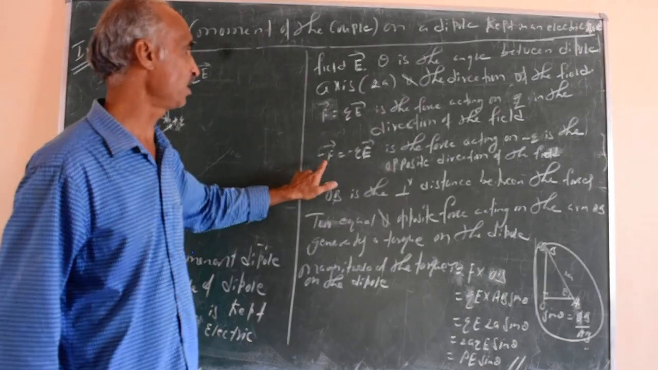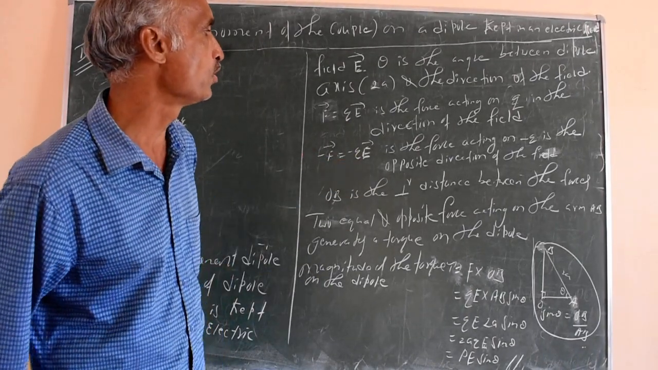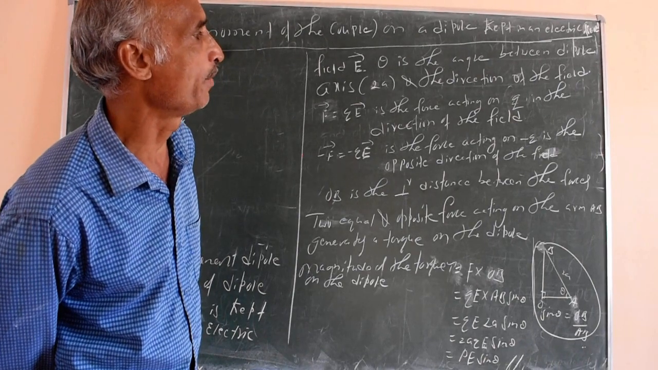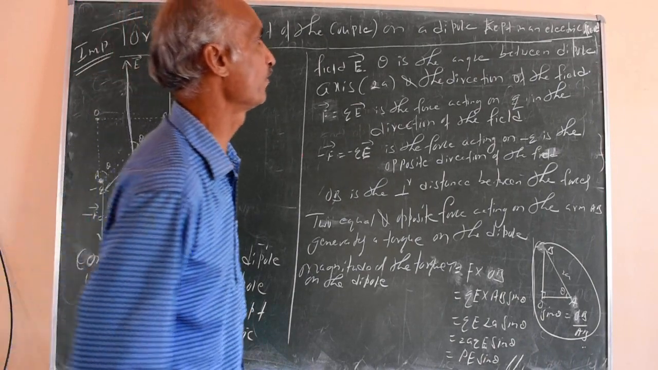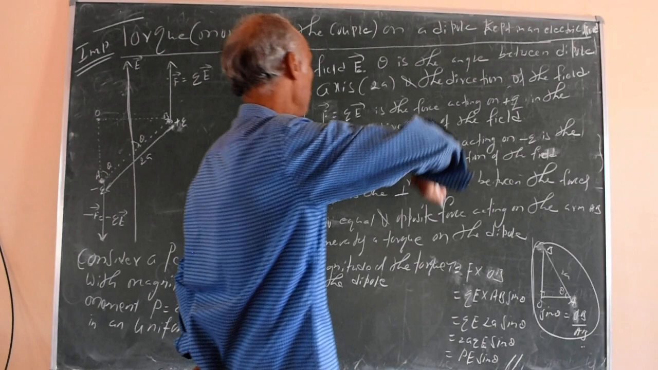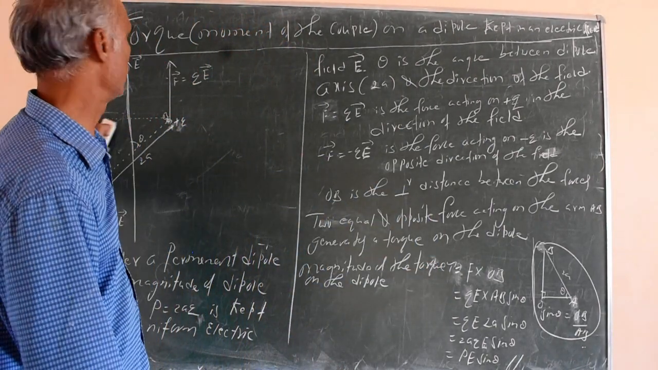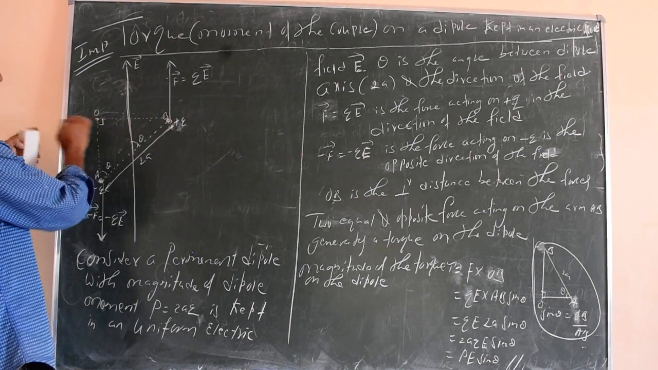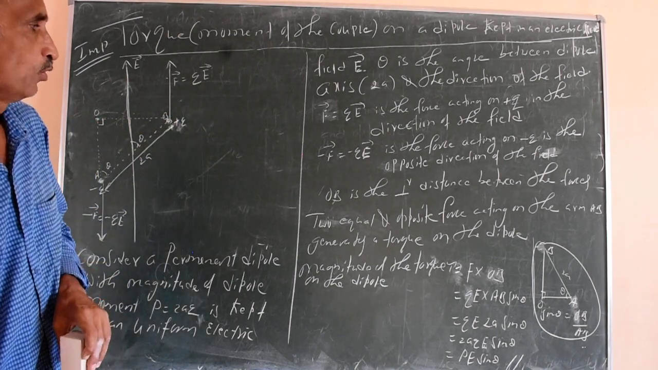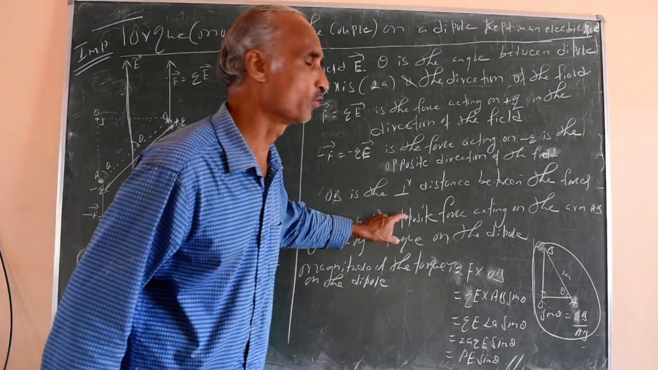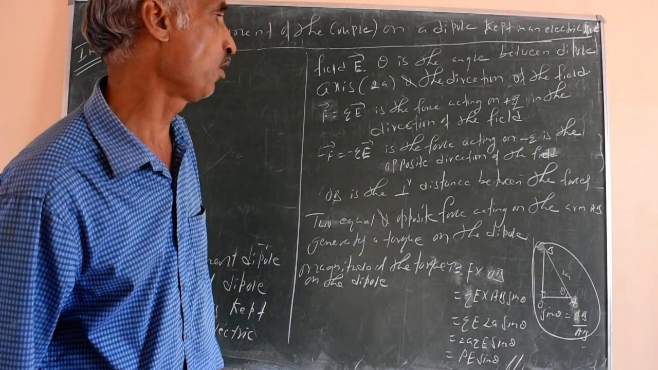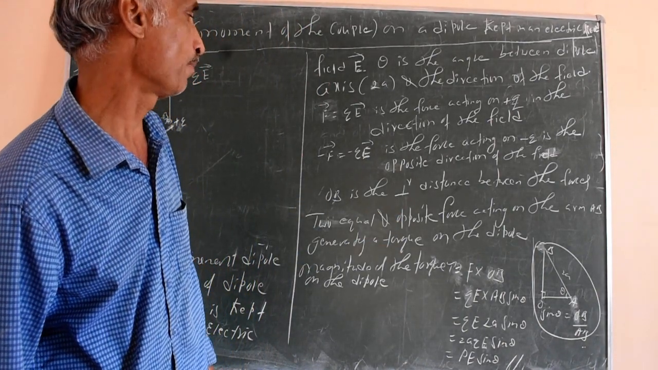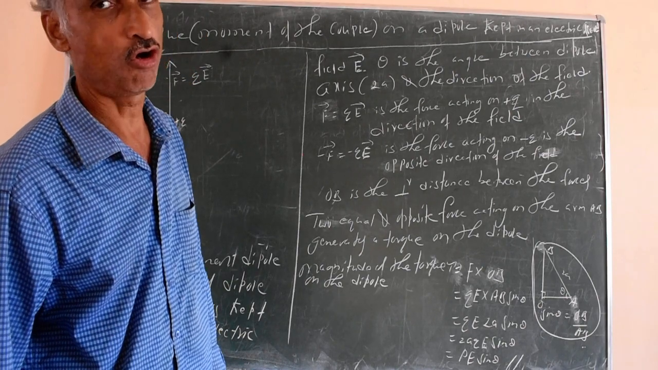Those two expressions are taken. Minus F bar is equal to minus Q E bar, the force acting on minus Q in the opposite direction of the field. Let us take plus Q for clarity. OB is the perpendicular distance between these two forces, with OB perpendicular at 90 degrees. Two equal and opposite forces now act on the axis of the dipole, and the arm AB generates a torque.